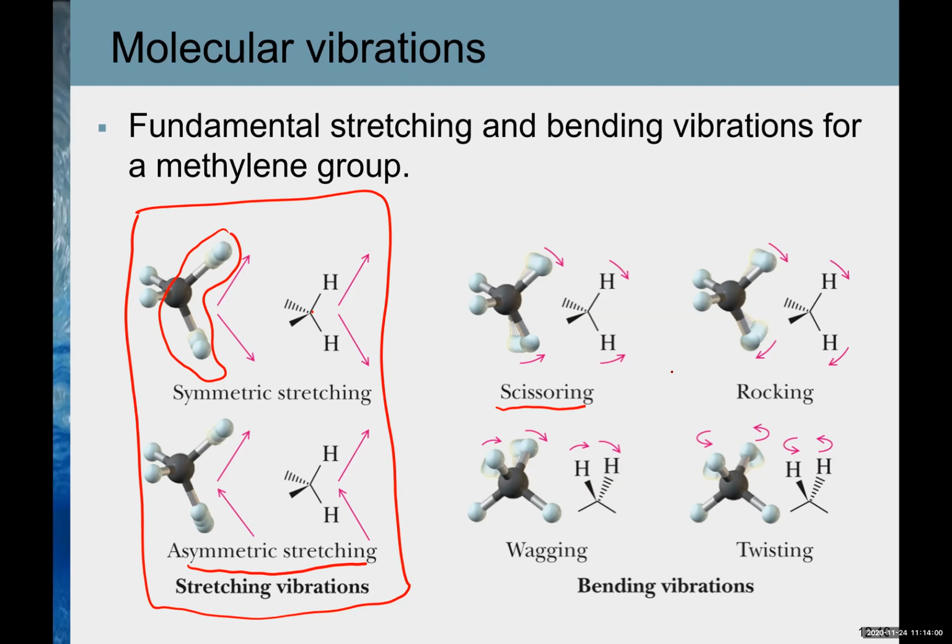Next one is wagging. So wagging is just the direction is different, but it looks kind of similar to rocking, but just the direction is different. So both are going this way and backward. Last one is twisting. So bonds are getting twisted this way and then backward. So these are the vibrational motions of stretching and bending of methylene group.